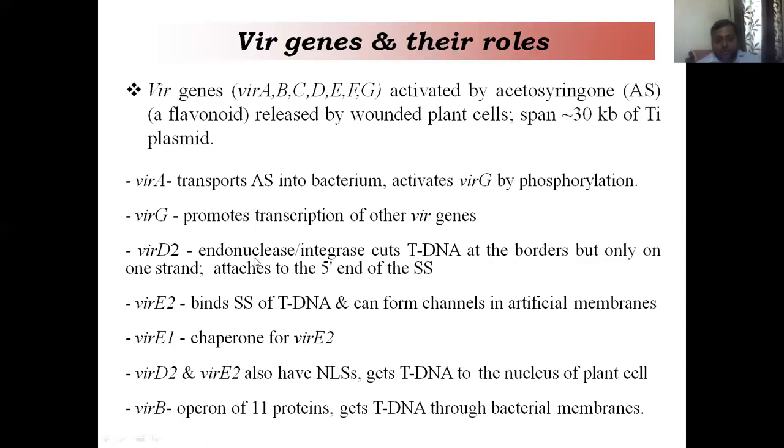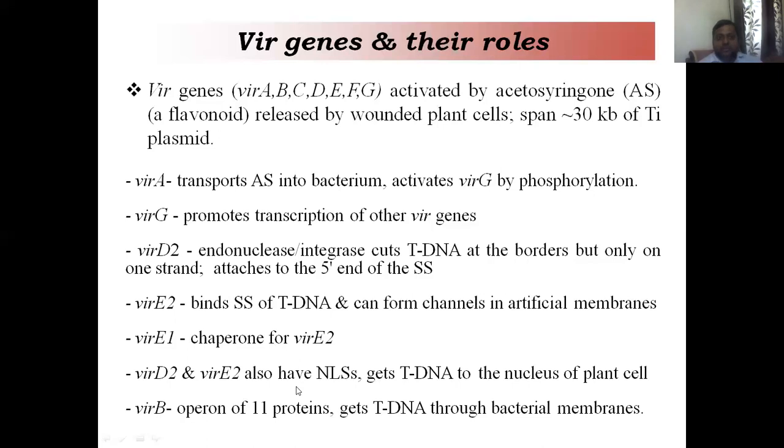Then VirD2 is an endonuclease. It cuts the tDNA at the border, but only at one strand. And then VirE2 binds to the single-stranded tDNA, and can form a channel in artificial membranes. It forms a channel through which tDNA moves. VirE1 acts as a chaperone for VirE2. Then VirD2 and VirE2 have nuclear localization signals, which get the tDNA to the nucleus of the plant cell. And VirB is an operon for 11 proteins that get the tDNA through the bacterial membranes.